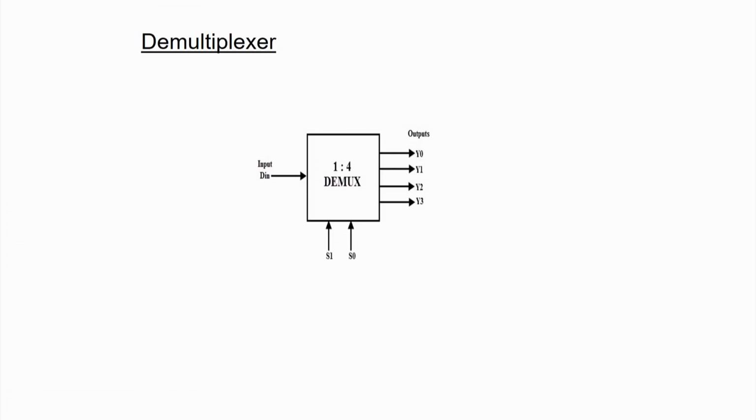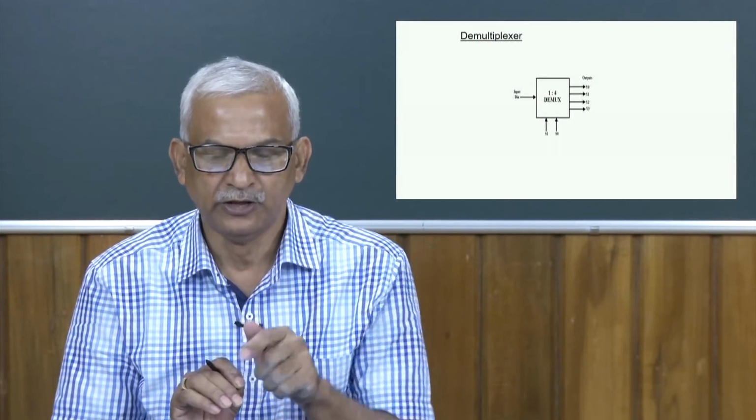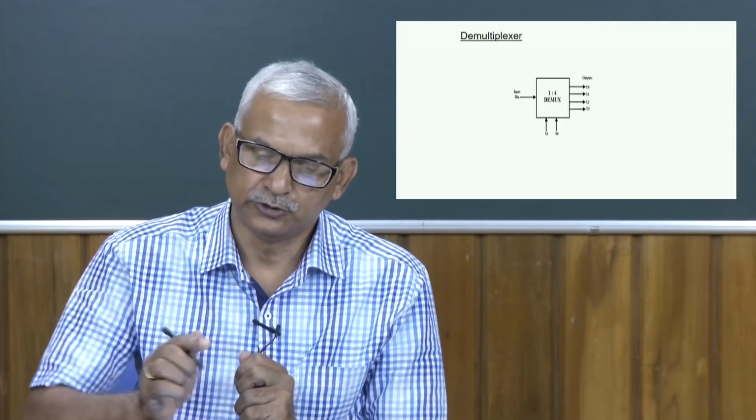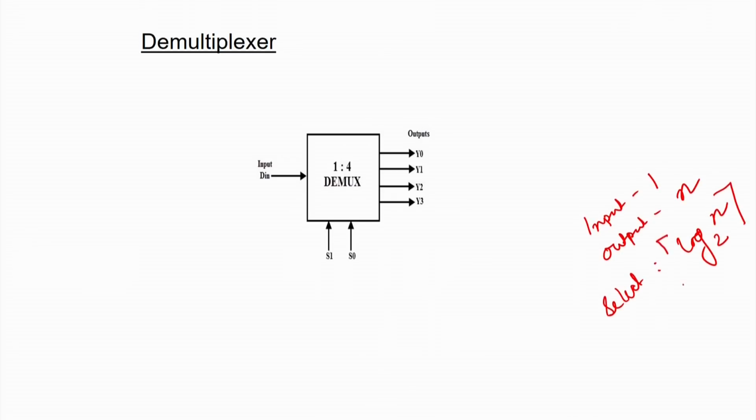Another one we have is the demultiplexer, which is the reverse of the multiplexer. Here we have one input line and we are going to transfer it to any one of the output lines. So, the input line is 1, and how many select lines do we have? Again it is log n to the base 2 select lines. Depending on those select lines, we are going to transfer this input line to any one of the output lines.